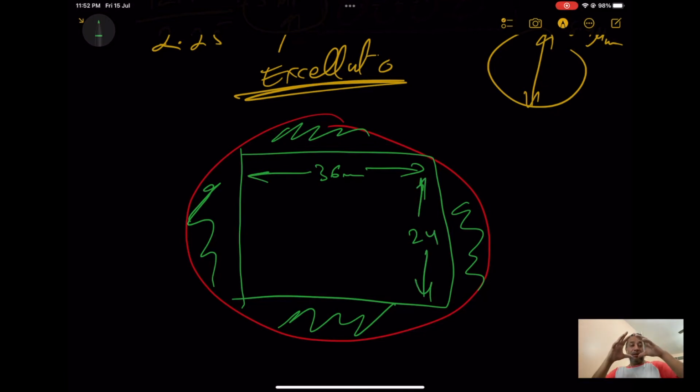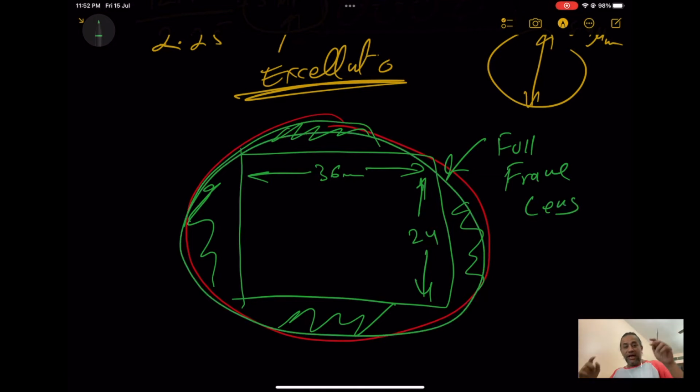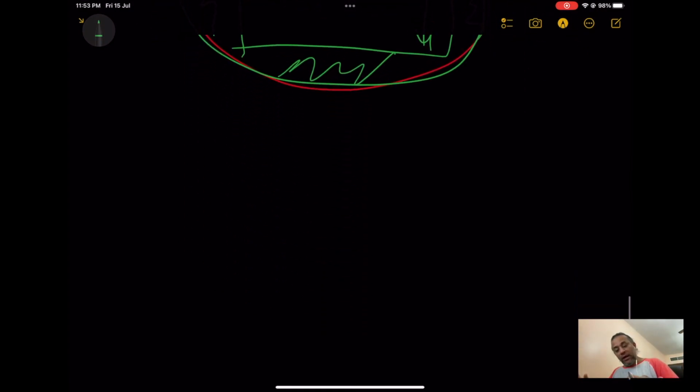So basically the circle of projection of light from a full frame lens is so big that it covers the whole sensor edge to edge. So you don't see any vignetting. That's it.